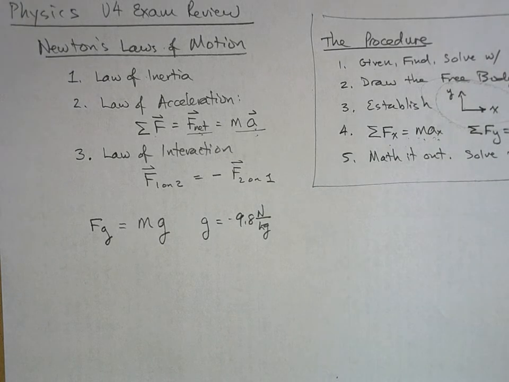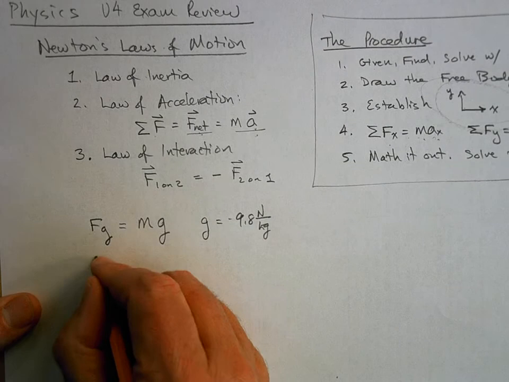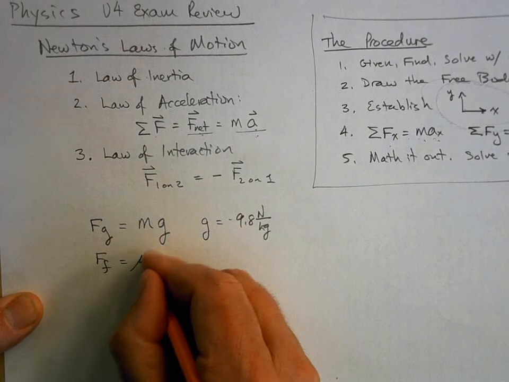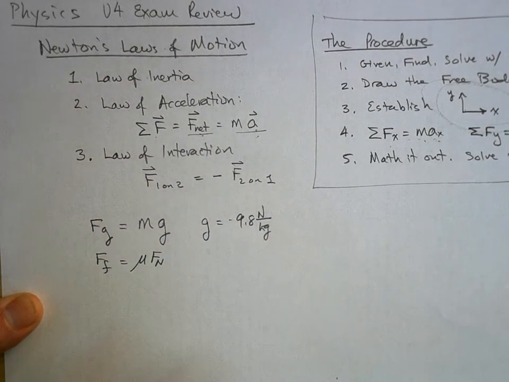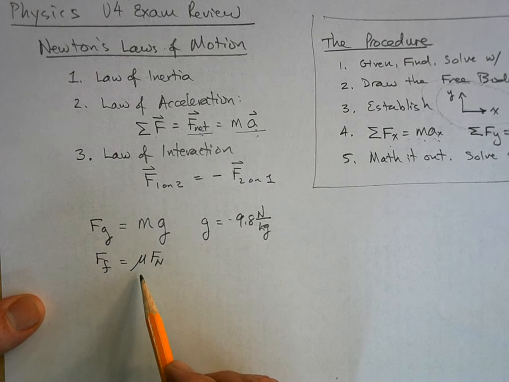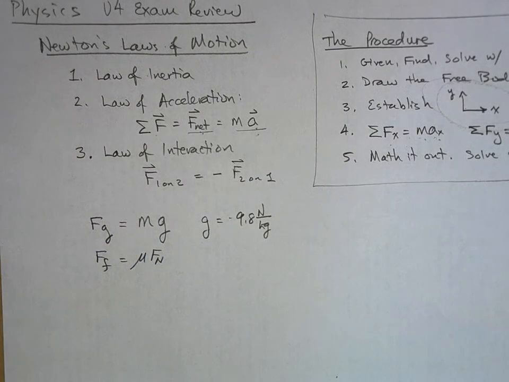We also have this: the force of friction equals mu times the normal force. And remember we had mu static, that's if the surfaces are not sliding with respect to each other. Or you have kinetic friction, where the two surfaces are sliding with respect to each other.